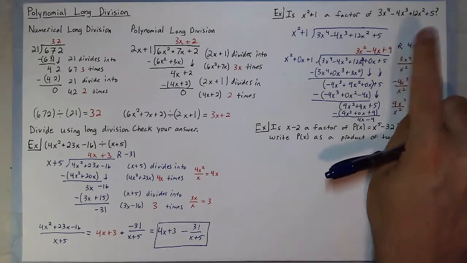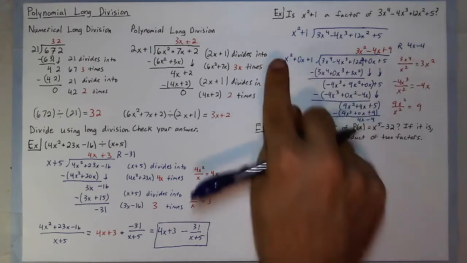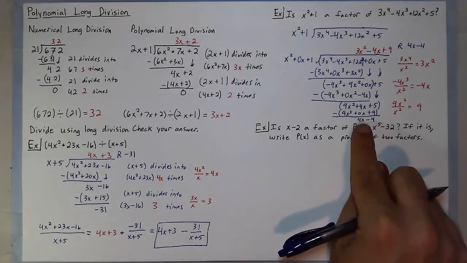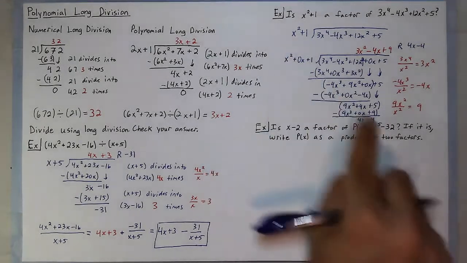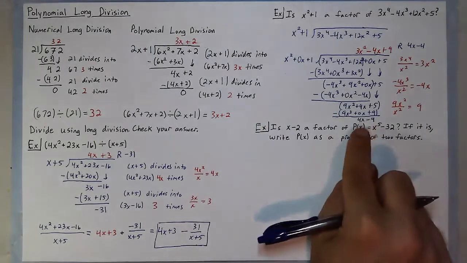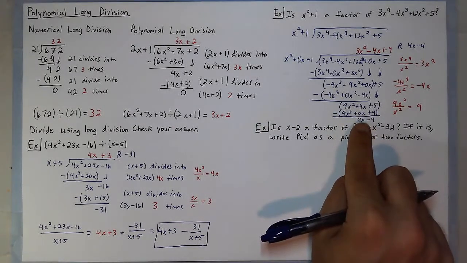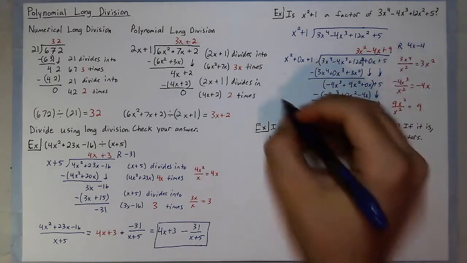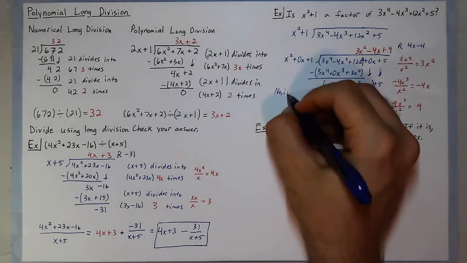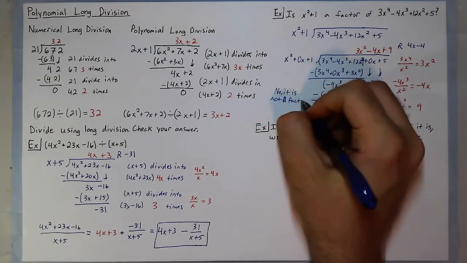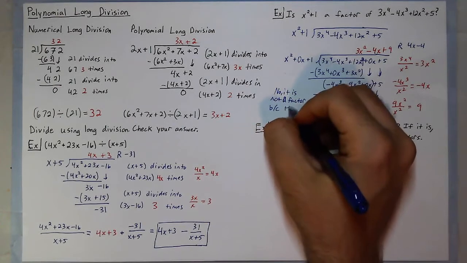And usually you know to stop whenever the degree of your divisor is greater than the polynomial you have left. So x squared is bigger than x in degree, so we stop there. It's the same as saying if this was 100, this would only be 40 max. So there's no way 100 goes into 40. But I have a remainder, so I would say no, it is not a factor because there was a remainder.